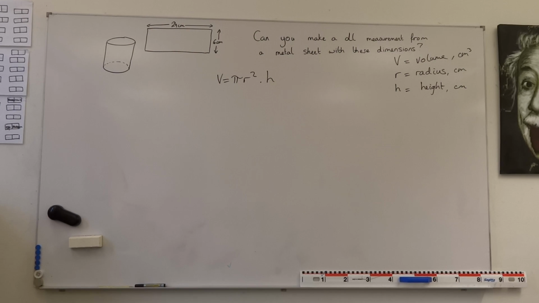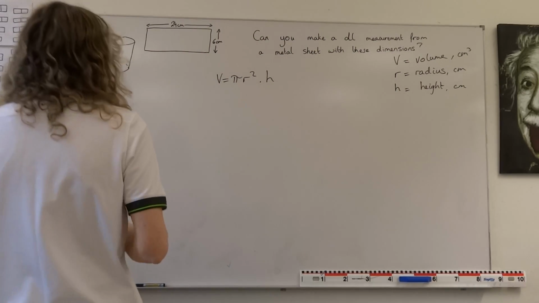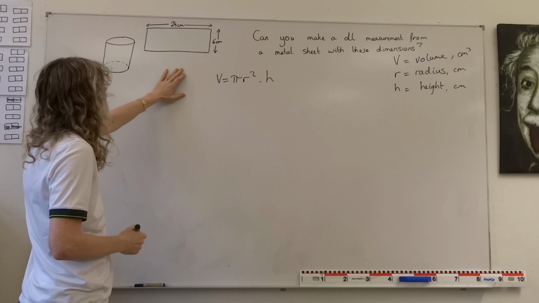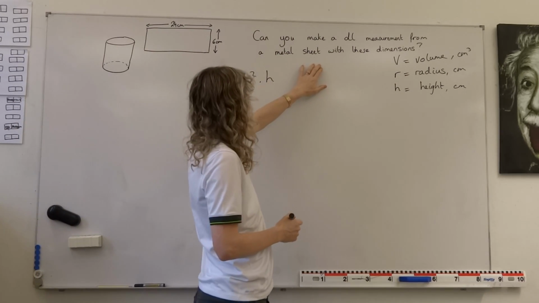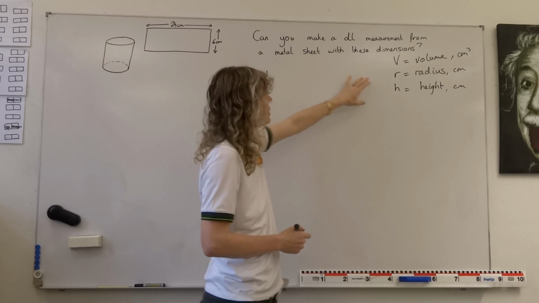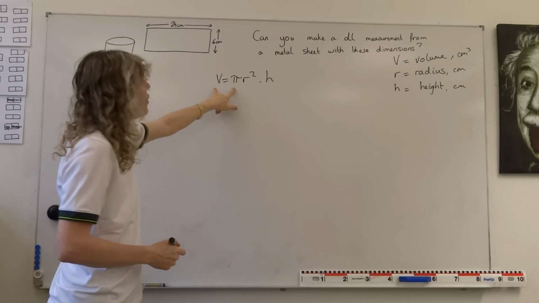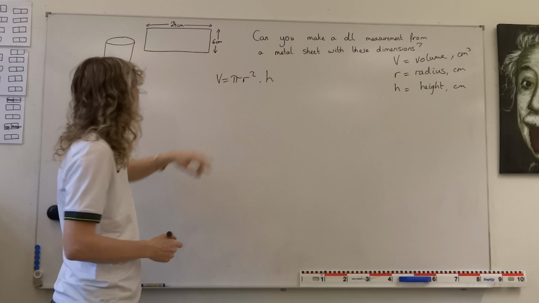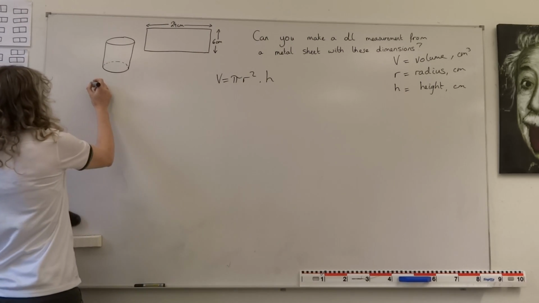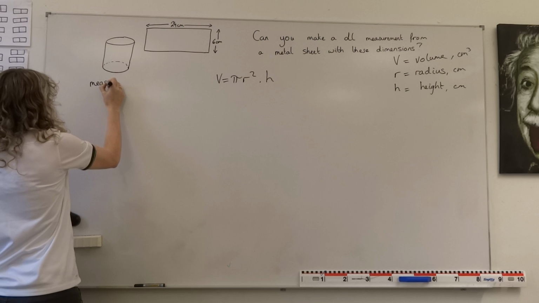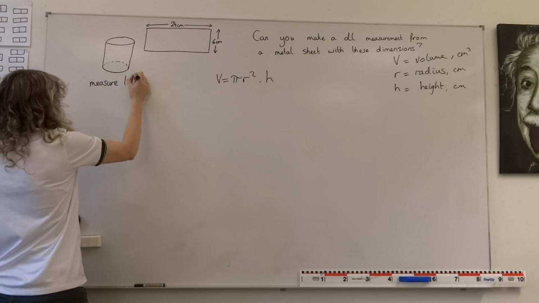Okay, so this was 2006, the C part. Can you make a deciliter measurement from a metal sheet with these dimensions? We've defined volume, radius and height. We know the formula, volume is pi r squared. We know that we have to make a measure of 1 deciliter.